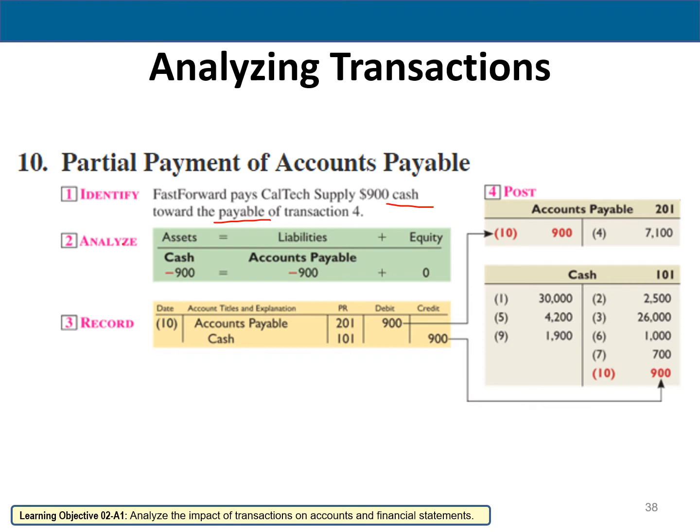Our cash balance is going down by $900, and our accounts payable is also going down. So in order to decrease a liability account, do we debit or do we credit? We debit. In order to decrease a cash account, which is an asset, do we debit or do we credit? We credit. And then we post the transactions to the general ledger.